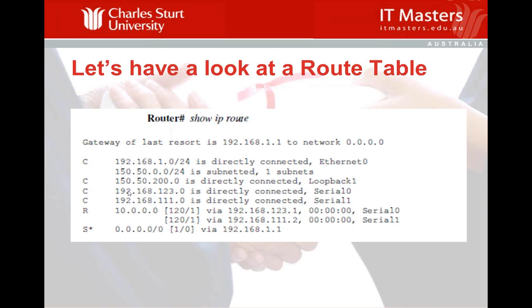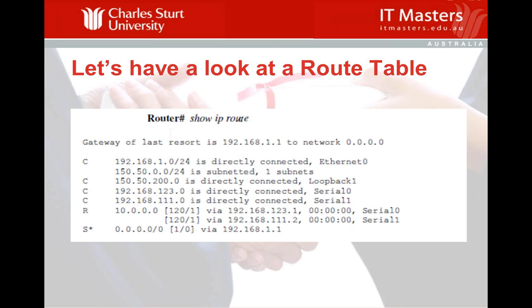111.0 is directly connected to serial 1. And then we've got some routes here. We've got R, that's a RIP route. R for RIP, so that's come in by RIP, and you can see it's a summary route, 10.0.0.0 here. Now notice the 120 here. The first number in the square brackets indicates the administrative distance of the protocol, so we know RIP is 120. Then we've got the 1, that's a hop count, that's a metric.